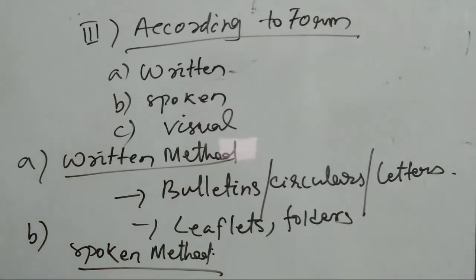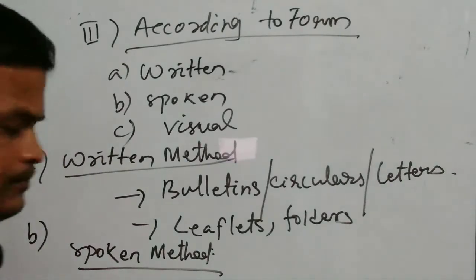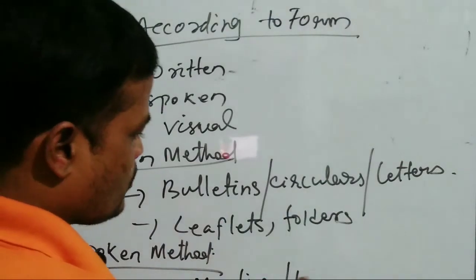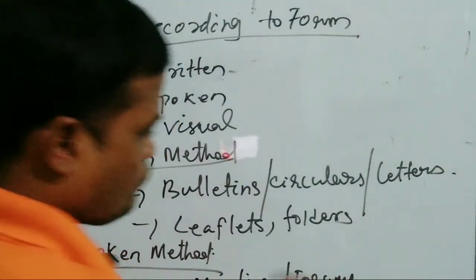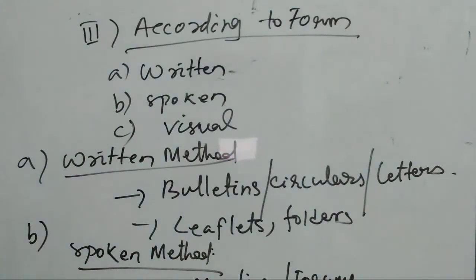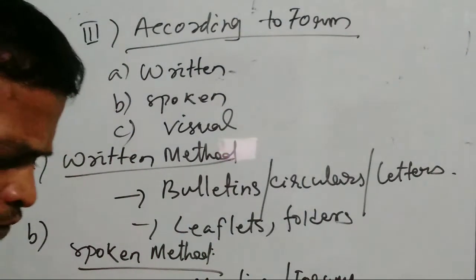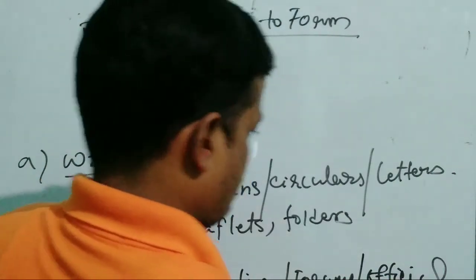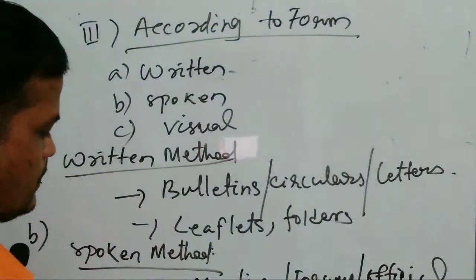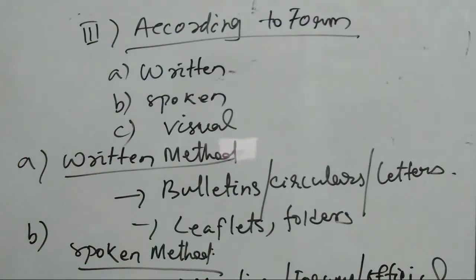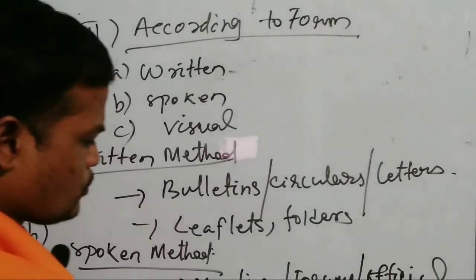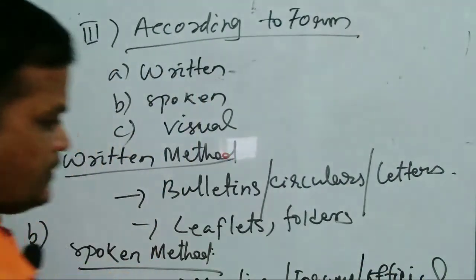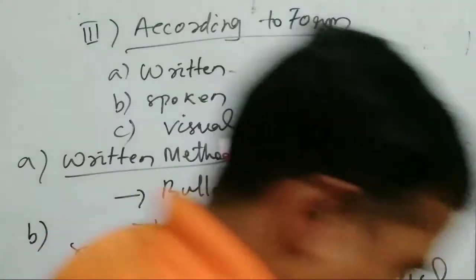Number two is called the spoken method. In this method, what happens? Meetings and forums are used, official calls are also made, and radio is used also. Let's see. Next we come to the visual methods.